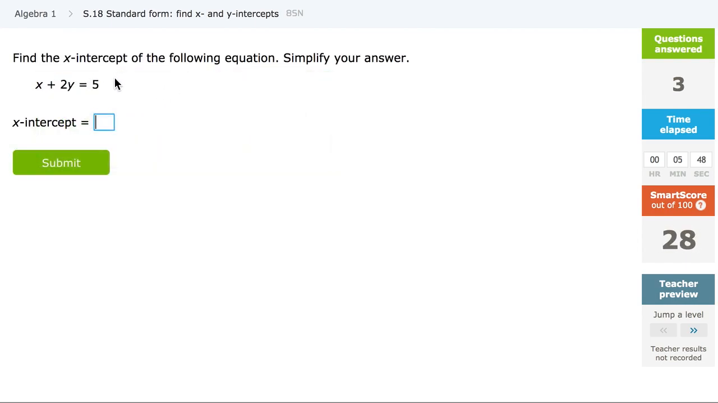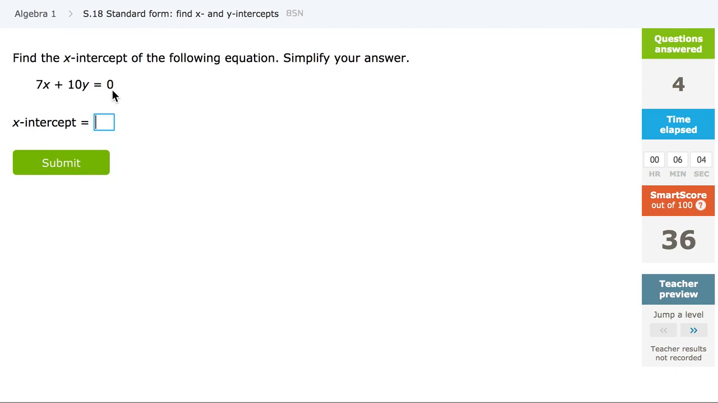Find the x-intercept. So we take c, or in this case 5, divided by the coefficient of x, which is 1. 5 divided by 1, just 5. So some of these will get a little more complicated. You'll get some fractions. This is a slightly tricky one.